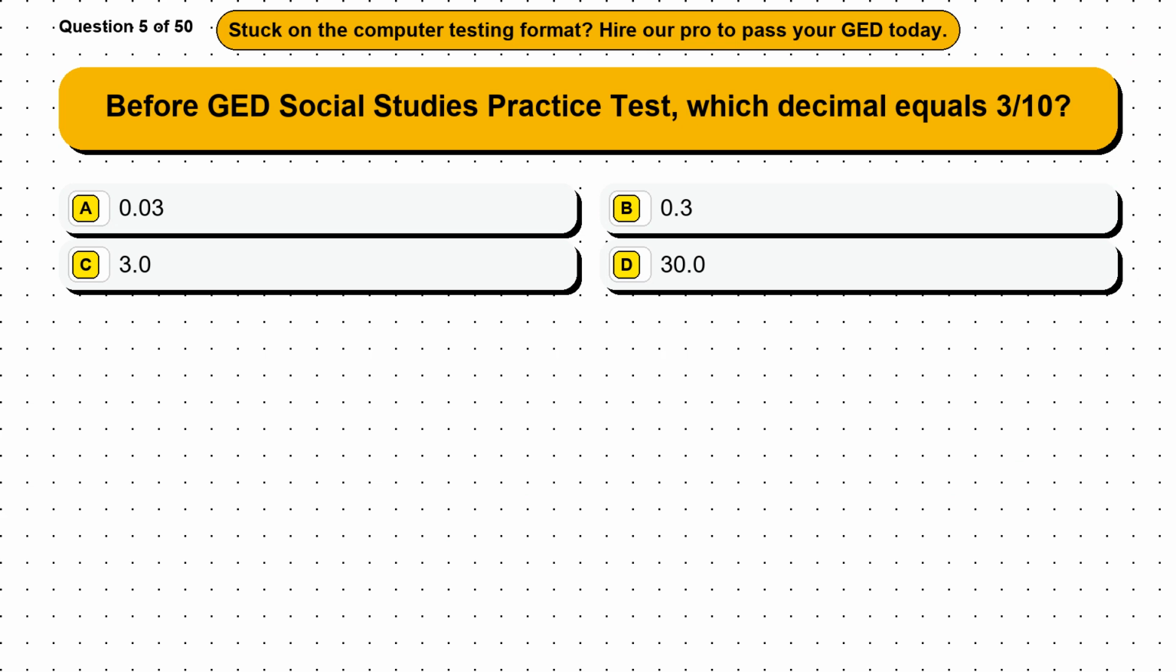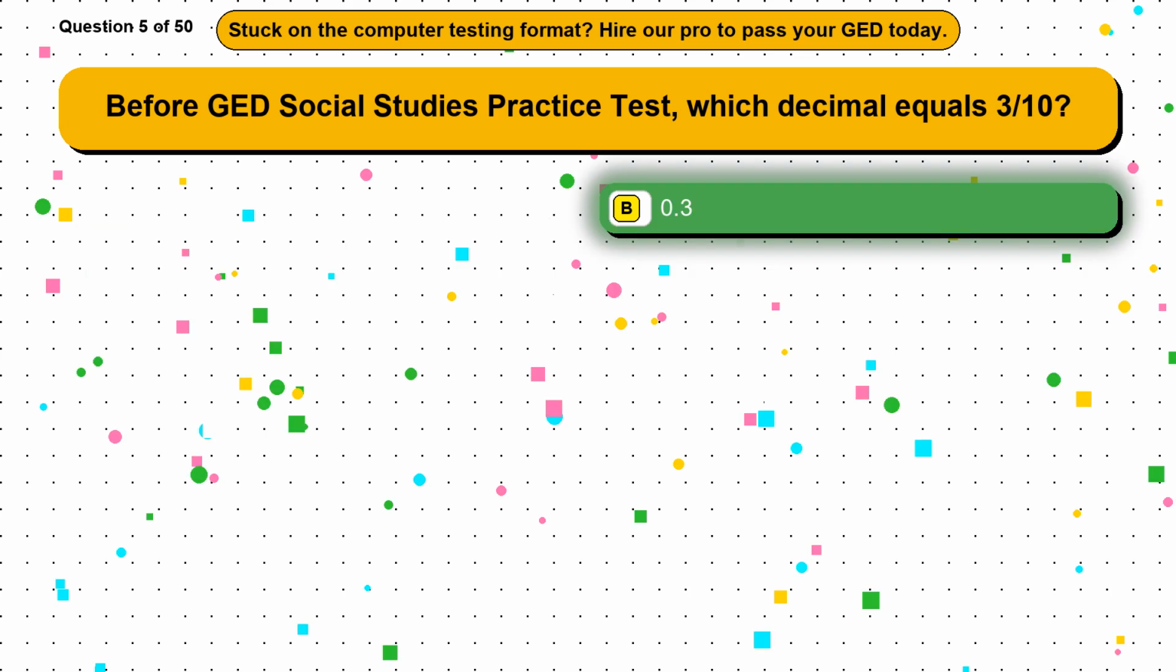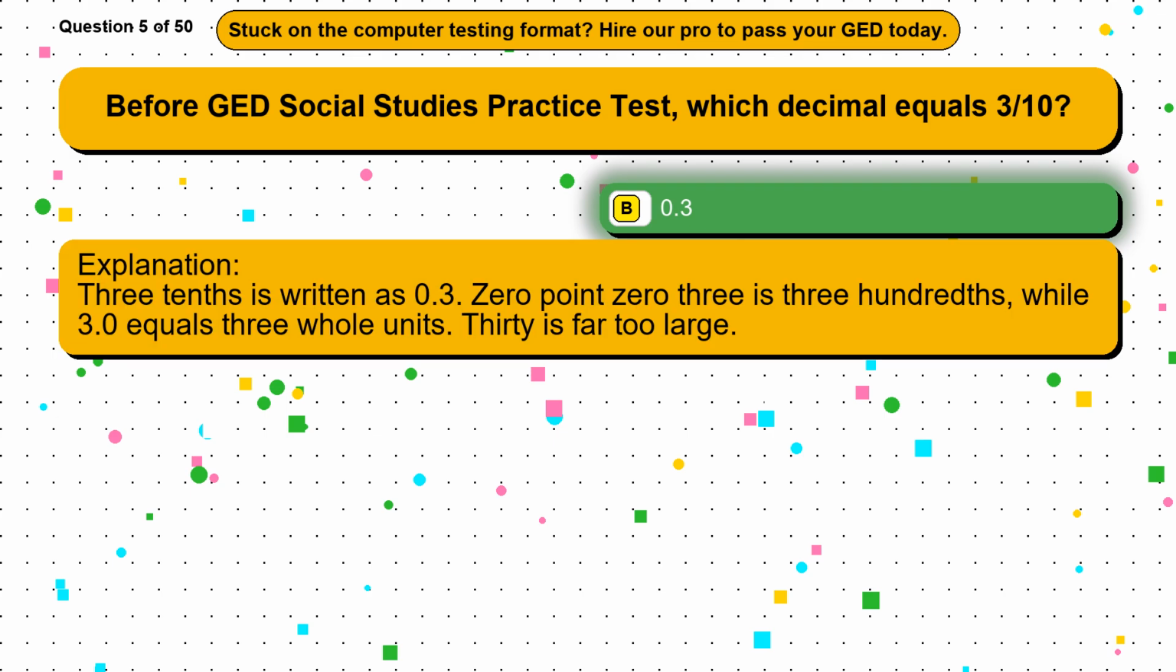Question 5. Before GED Social Studies Practice Test, which decimal equals 3/10? Option A, 0.03. Option B, 0.3. Option C, 3.0. Option D, 30.0. The correct answer is option B, 0.3. 3/10 is written as 0.3. 0.03 is 3/100ths, while 3.0 equals 3 whole units. 30 is far too large.